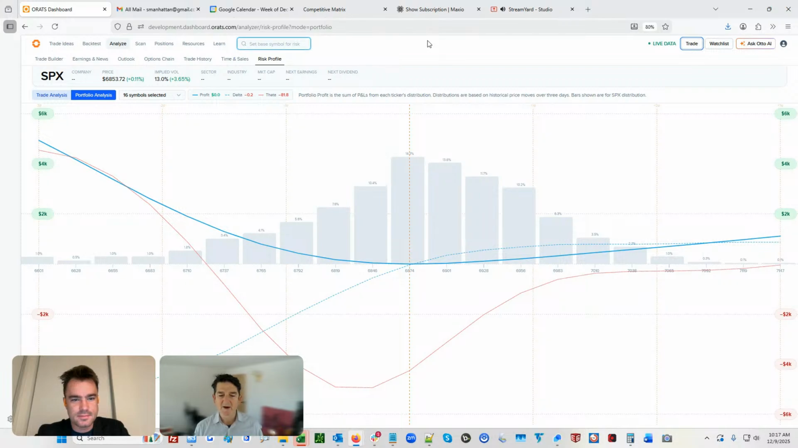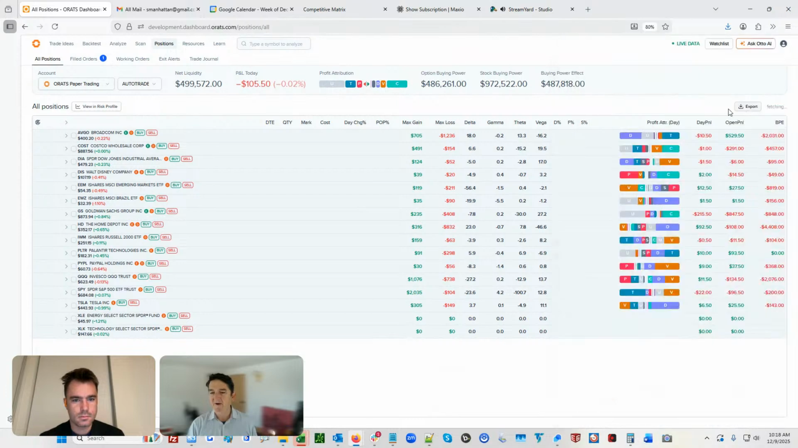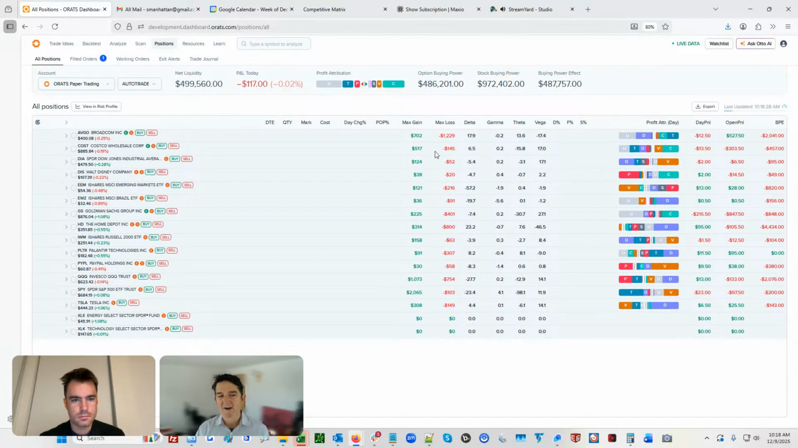So if the market goes up from 6874 to 6901, my estimated profit is $25. That is of the entire position. Maybe I have 50 positions on. Otherwise, I'd be estimating in my head, just looking at all these positions that I have on: short there, short there, short there, but there are some longs in bigger stocks, Broadcom and Home Depot. So it's hard to do.